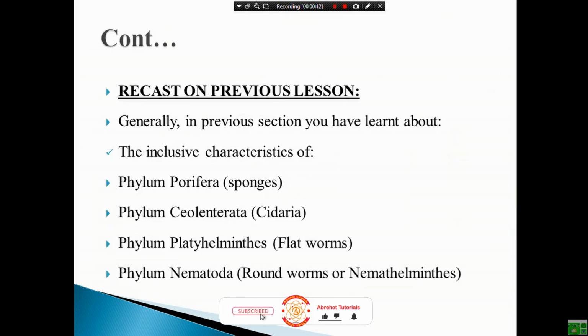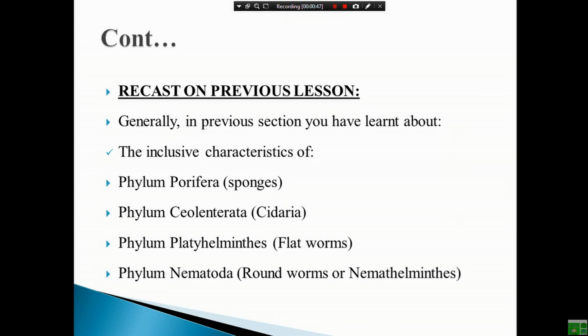When you revise the previous lesson, in the previous section we learned about the inclusive characteristics of phylum Porifera or sponges, which are the simplest invertebrates, non-movable in their adult stage and movable in their young stage. They are hollow filter feeders, and also pore-bearing animals without body symmetry and body cavity. Mainly they are found in aquatic marine environments.